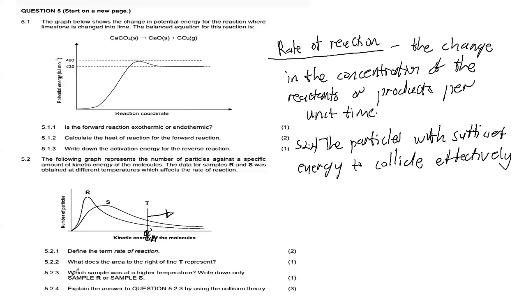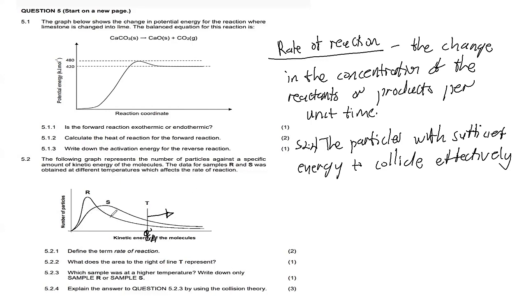Then 5.2.3 says which sample was at a higher temperature, only sample R or sample S. Now, this is based on you having to know the shapes that occur as a result of each and every factor that affects the rate of reaction.